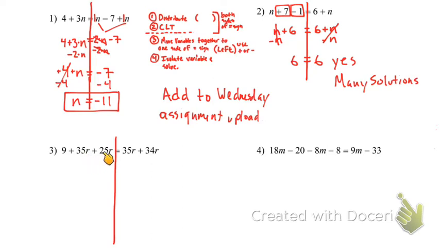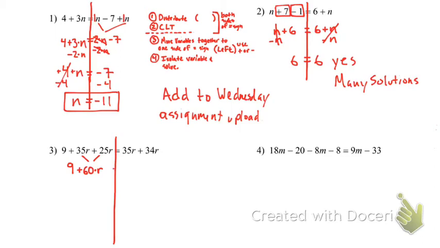35R and 25R. We're going to combine those. They're on the same team. Okay, so that's going to give me 60R, or 60 times R. It's positive, and I bring down the 9.